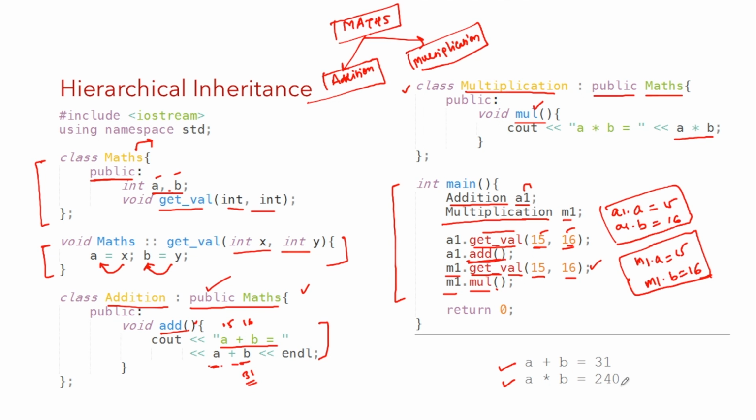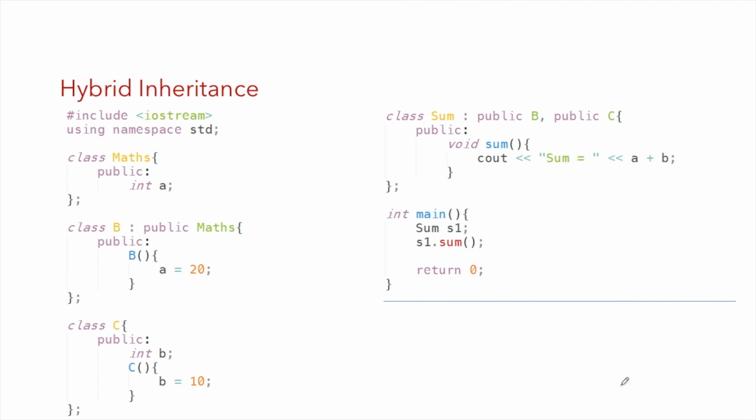So this was hierarchical inheritance, and now we are going to learn about hybrid inheritance. So we have our class maths with public data member int a, then we have a derived class B, which is inheriting maths with visibility mode public, and we have one public function, calling it B. We are just assigning value 20 to variable A. Now A is directly accessible because it's public inheritance.